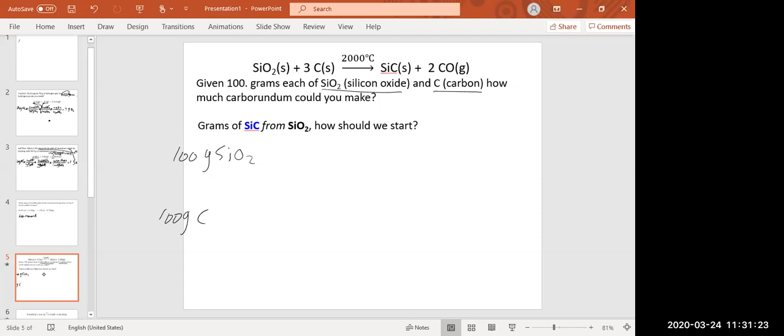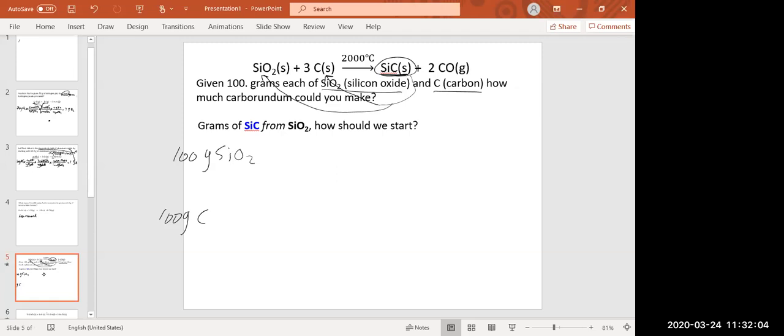Now we need to know how much SiC, the silicon carbide, we will make. In this situation, we need to calculate how much SiC will form from both reacting, and then we will decide how much you would make, because here the maximum amount depends on the limiting reactant.